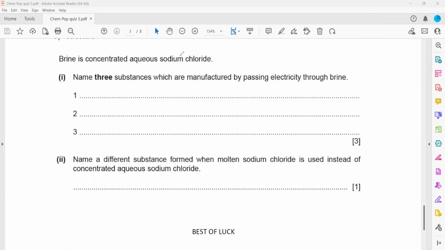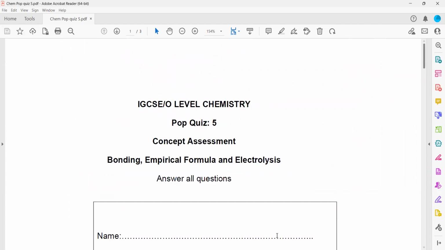So this was pop quiz 5, which was related to some questions from bonding and empirical formula as well as electrolysis.